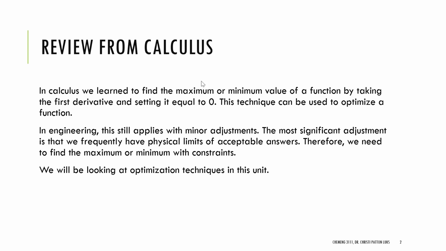And this still applies to our engineering problems with some minor adjustments, right? The most significant of these is that I do have to have a physical limitation on my acceptable answers. Composition needs to be between 0 and 1. Mass flow rate needs to be positive, etc. Okay, so we're going to be finding maxima or minima with constraints. So we're going to be looking at a few of the optimization techniques in this unit.